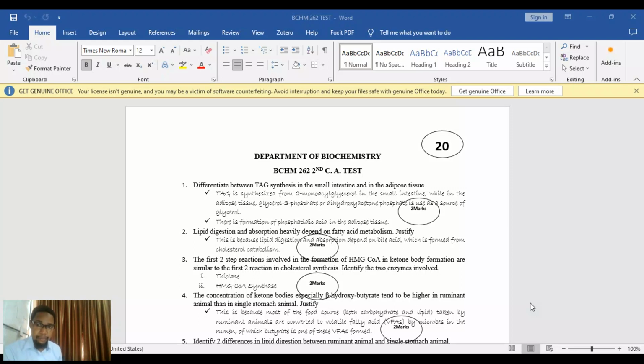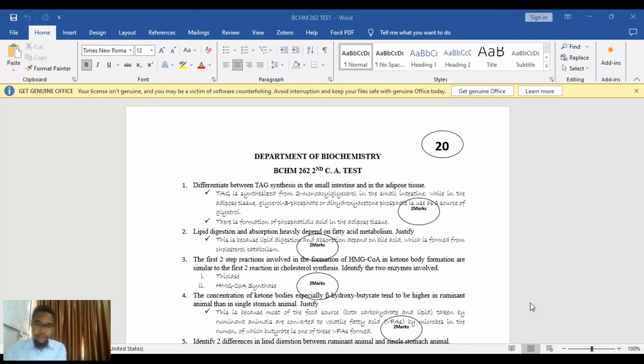Now, without wasting time, the first question says: differentiate between TAG synthesis in the small intestine and adipose. That is a very clear, direct question. Quite a number of you gave the first reason, which is that monoacylglycerol is the starting material or backbone in the small intestine, while in adipose tissue you mentioned either glycerol, glycerol 3-phosphate, or dihydroxyacetone phosphate as the glycerol backbone. Quite a number of you were able to give that. Only one person, I think, was able to give the second reason: that there is the formation of phosphatidic acid in the case of adipose tissue.